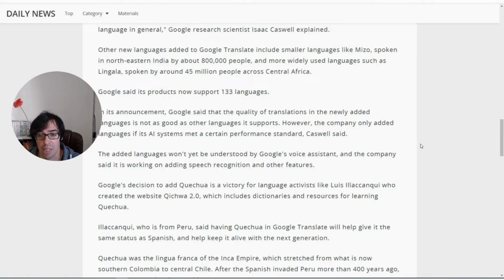Google's decision to add Quechua is a victory for language activists like Louis, and this is a very good example of what I mentioned earlier. I do not know how to pronounce the surname. I'm just going to go with Ile Kankwi, who created the website Quechua 2.0, which includes dictionaries and resources for learning Quechua. Ile Kankwi, who is from Peru, said having Quechua in Google Translate will help give it the same status as Spanish and help keep it alive with the next generation.